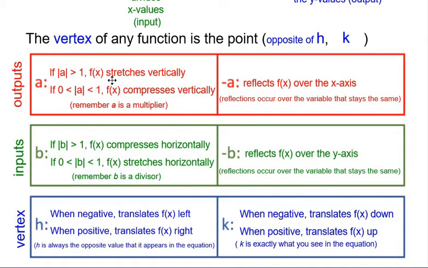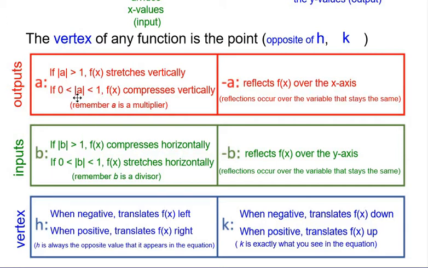A is going to stretch vertically the graph if it is greater than 1. And if it's between 0 and 1, it's going to compress the graph because you're multiplying that value times all the outputs. If you multiply it by a value larger than 1, it's going to get bigger. If you take 1 and you multiply it by 3, that's now 3. It's going to stretch. But if you multiply by a fraction between 0 and 1, like a fourth, it's going to compress and make it smaller.